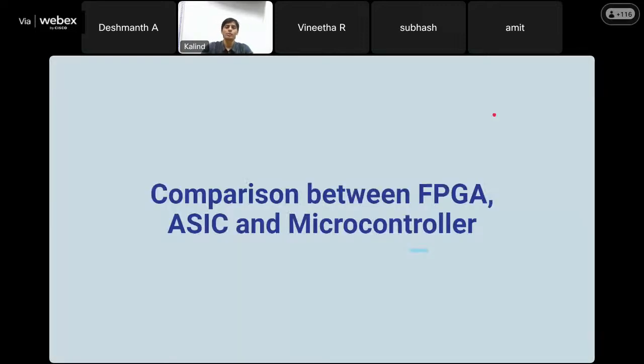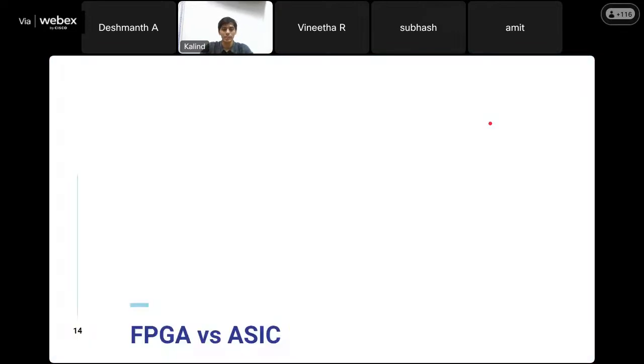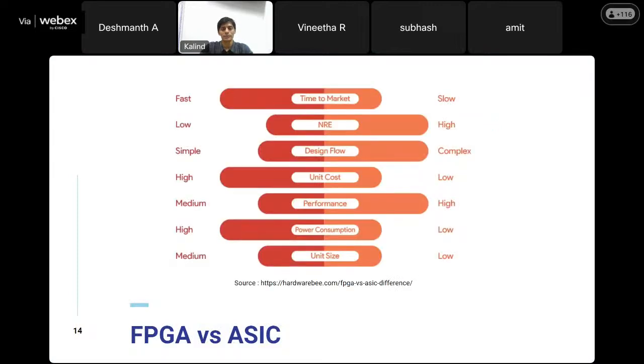Okay, so let's compare now how the FPGA is with respect to ASIC and microcontroller. Let's begin with FPGA versus ASIC. So the left side is FPGA, the right side is ASIC, application specific IC. When someone has to design an ASIC, or if you are given a list of specifications to design an ASIC, what would the actual design flow be?